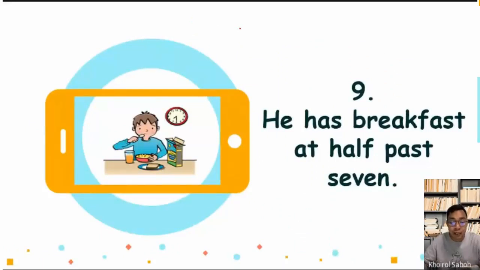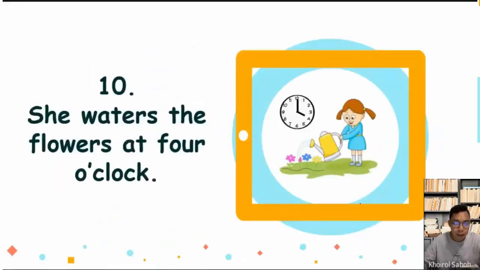Number 9, he has breakfast at 7:30. This is his timetable that he has breakfast at 7:30 every morning. All right. And last, number 10, she waters the flowers at 4 o'clock. This is her timetable that she waters the flowers at 4. Okay, at 4 o'clock in the evening. All right.